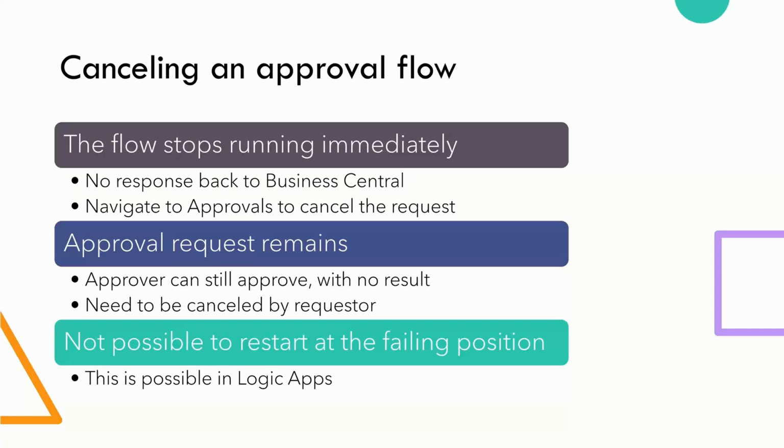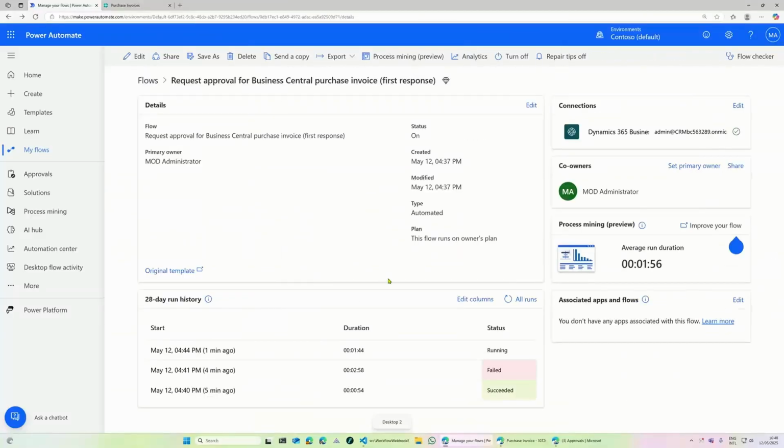When you do it in Power Automate, the flow stops running, the approval request remains, and it's not possible to restart at a failing position; only in Logic Apps that's possible. So you cannot really win in this situation. Well, that's not fully true. Let me show you what the best way is of canceling an approval flow today.